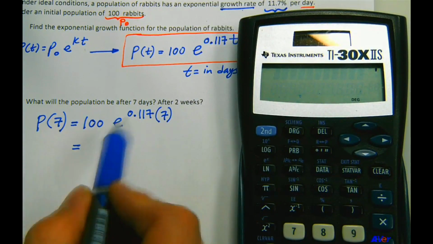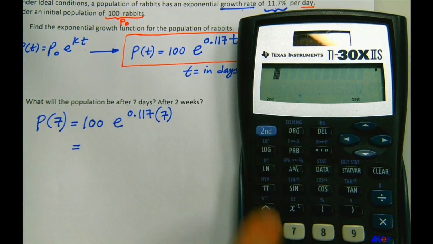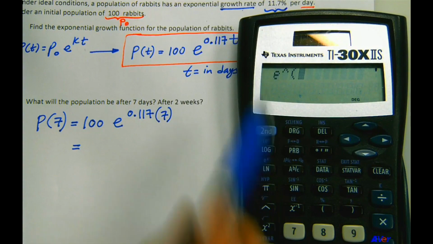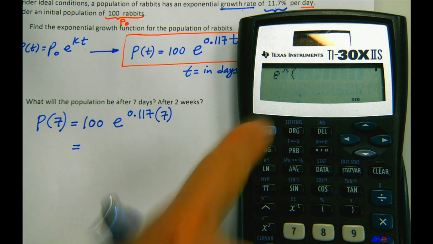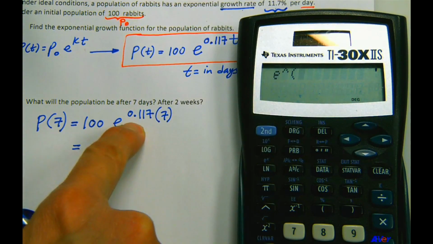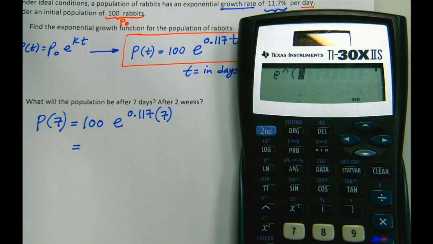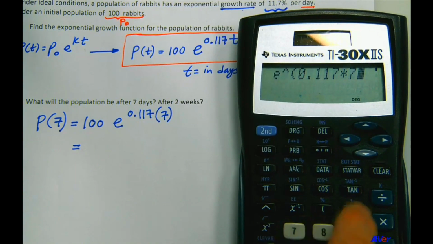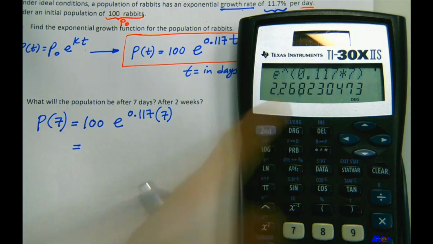Okay, so we want to raise e to this power. So let's do that. There, I activated my e button, which is the natural exponential function button. In the parentheses, I'm going to multiply 0.117 times 7 before closing the parentheses. So 0.117 times 7, close parentheses, and enter. So that's the value we get.